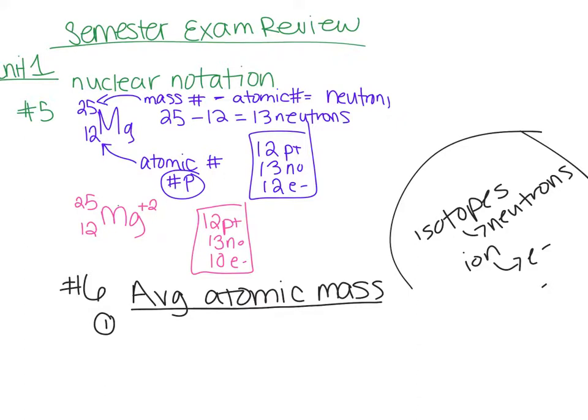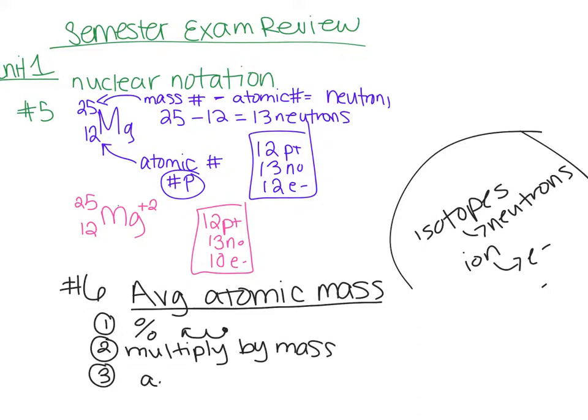So what you would do is you would have percentages given to you. You take that decimal in your percentage and you bump it 2 to the left. Your second step is multiply it by the mass that's given to you. And your final step is you add all those up. I'm willing to do number 6 with you, and then you can do number 7 on your own.